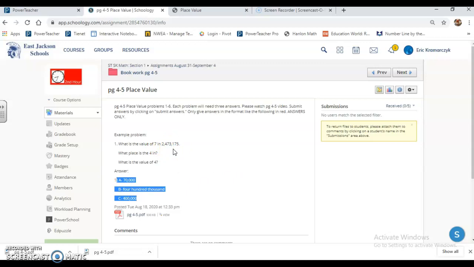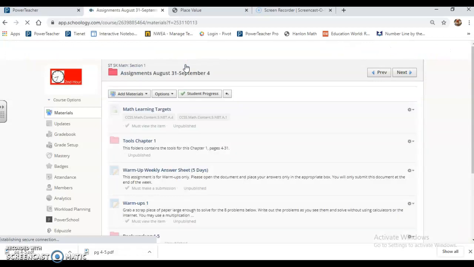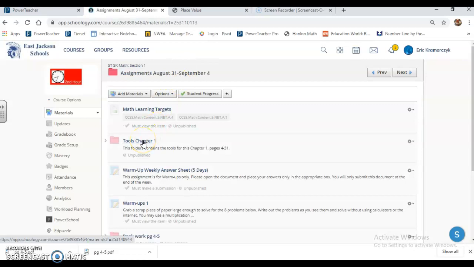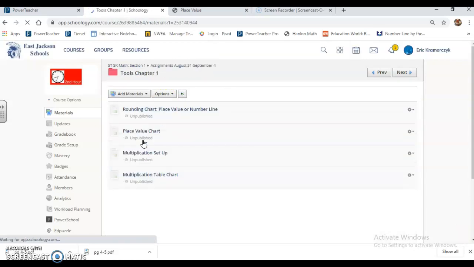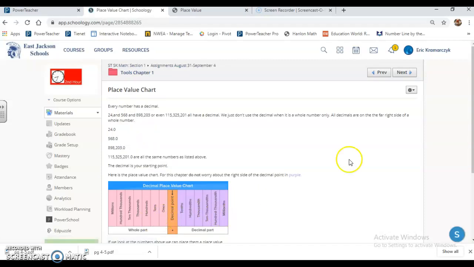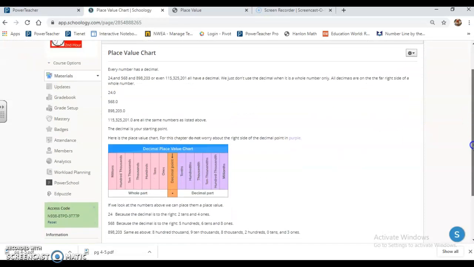Watch the video several times. And one other thing, if you want a different place value chart, a better one than what I've got in the book, if you go back here and you go into your tools for chapter 1, you're going to have a place value chart that you can use right here. So it's a little bit more color for you. I don't know what happens if you double click and if you can make that larger, but there it is for you.